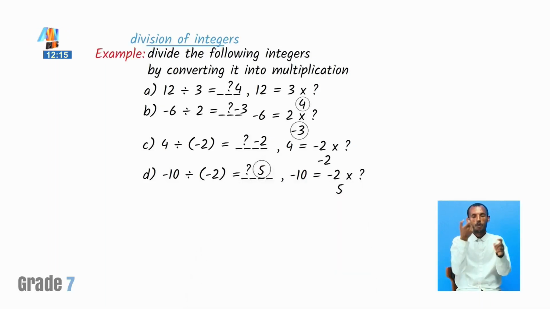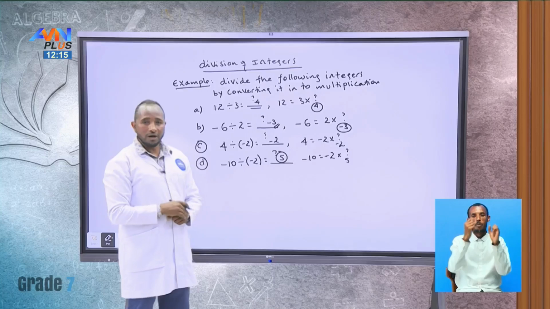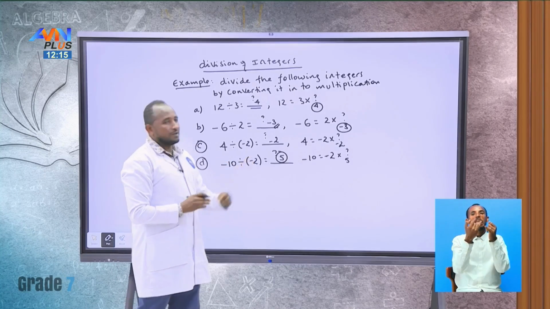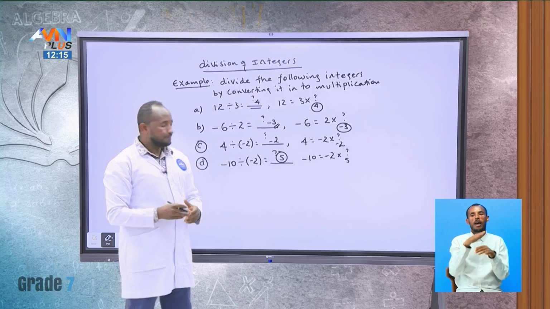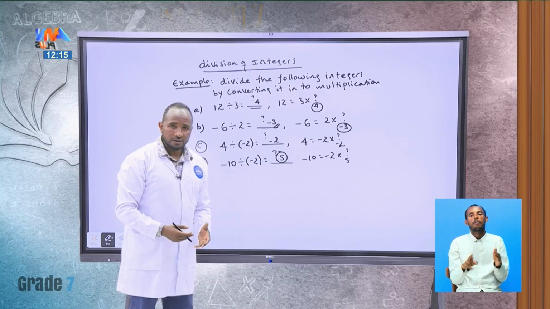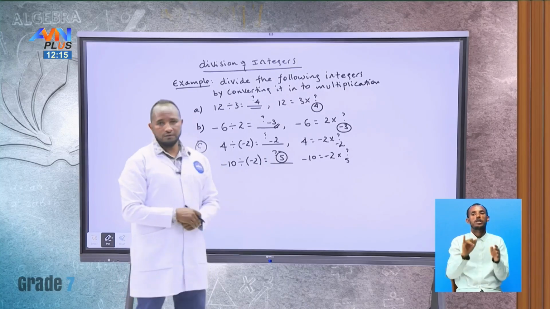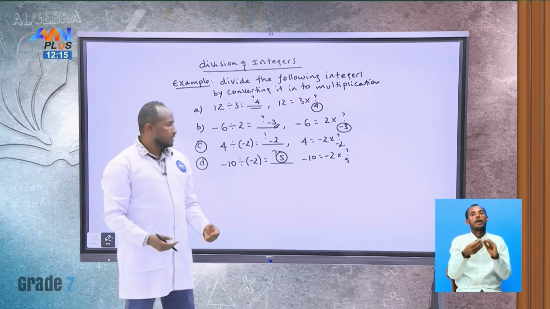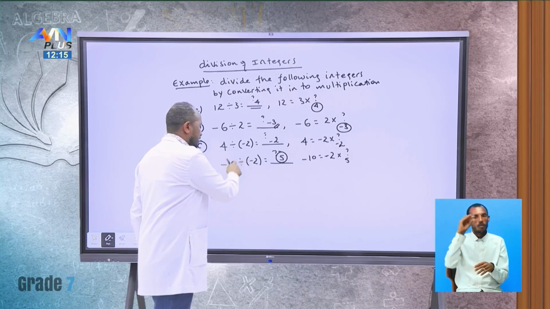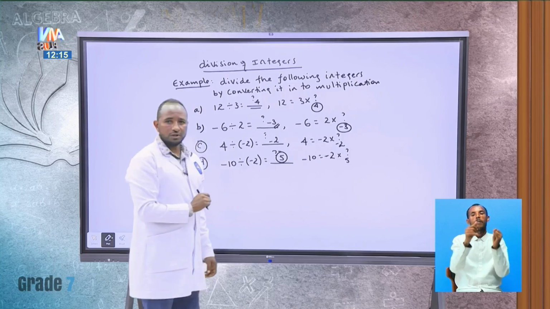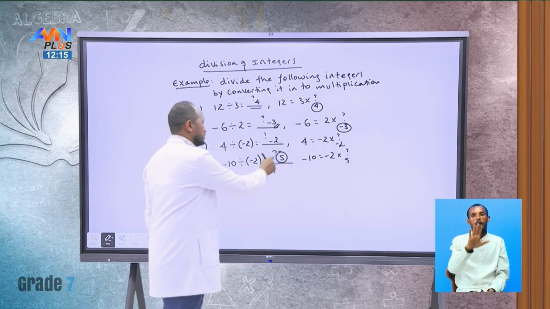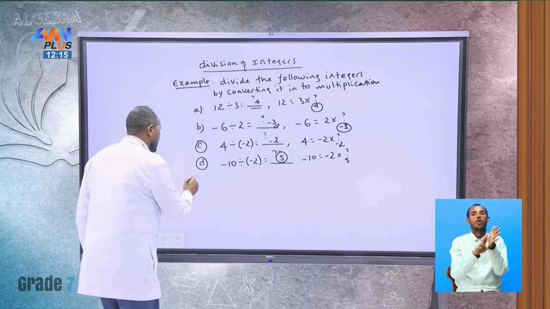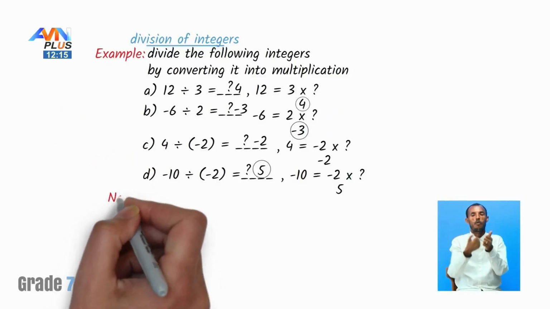So from this activity, you can see that if both the dividend and the divisor are negative, the sign of the quotient is positive. And you divide the numbers as usual. Simply, just forget the negatives. Divide 10 by 2. 10 divided by 2 is 5. The answer will be 5. So, as a rule, we can just write the following as a note.